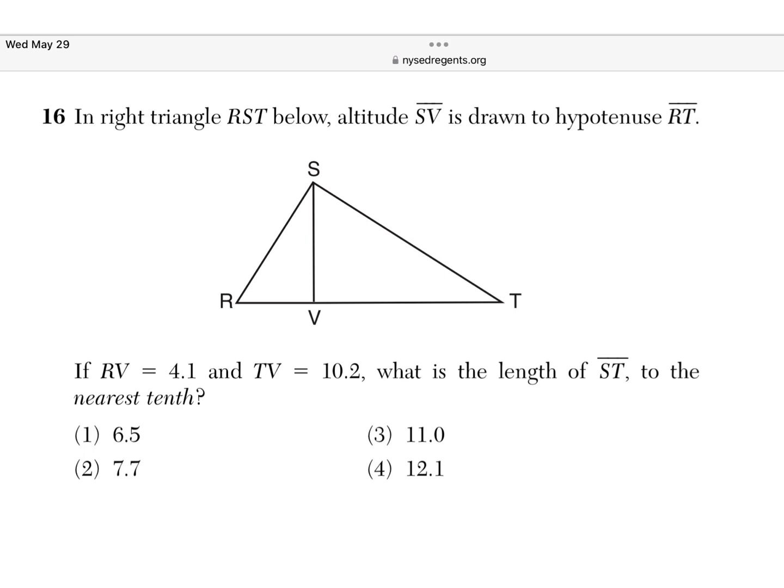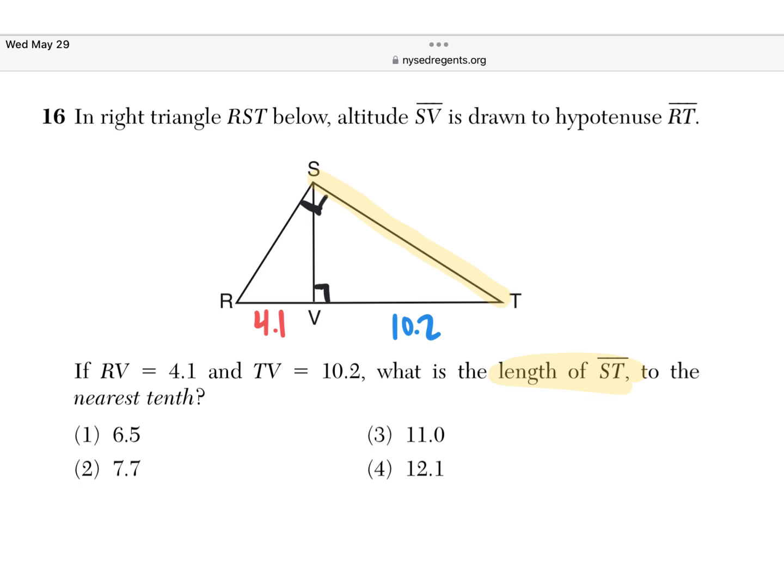In right triangle RST below, we've got altitude SV drawn to the hypotenuse. Beautiful. And it also says that if this is a right triangle, this is going to be a right angle. Okay, beautiful. It says that if RV is 4.1, beautiful, and TV is 10.2, our objective, what we need to figure out, is the length of ST. So our objective is to figure out this length right here.